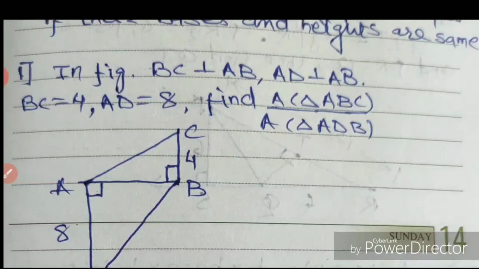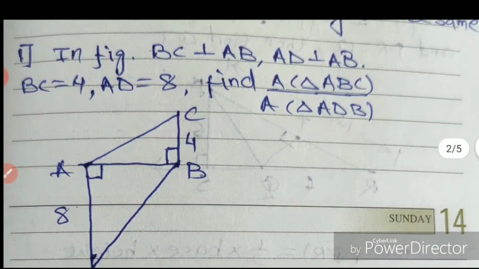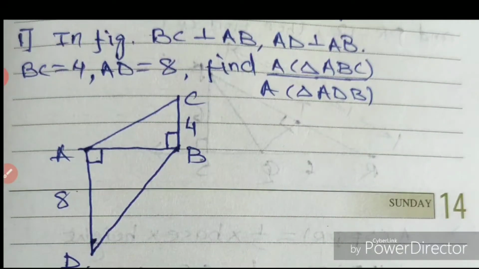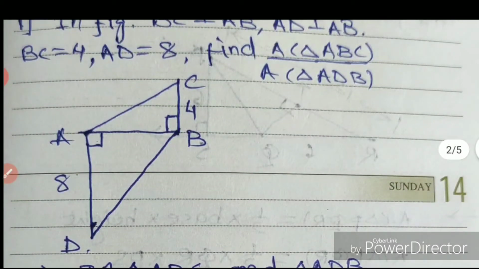Now see the first example. In the figure, BC perpendicular to AB, AD perpendicular to AB, BC is equal to 4, AD is equal to 8. Find area of triangle ABC divided by area of triangle ADB. See in the figure, the base of triangle ABC is AB and BC is the height. In triangle ADB, AB is again the base and AD is the height.